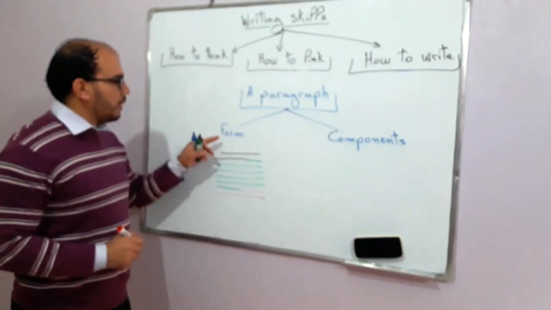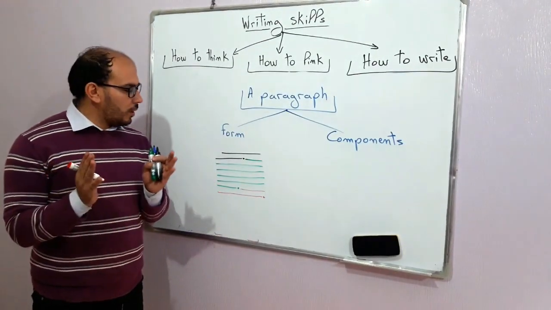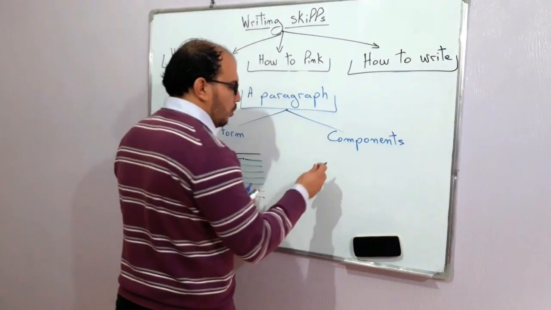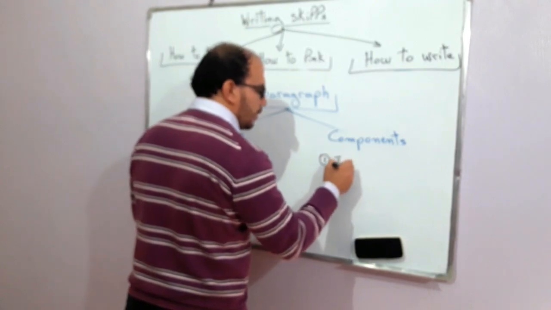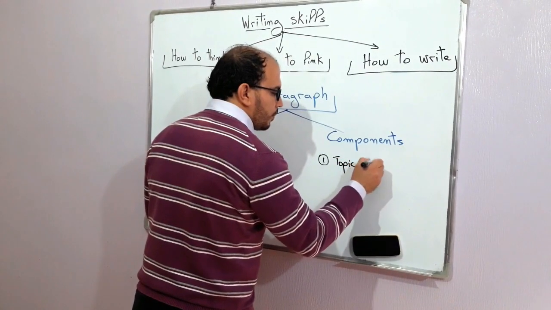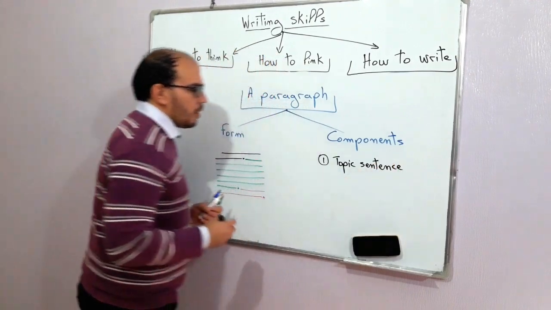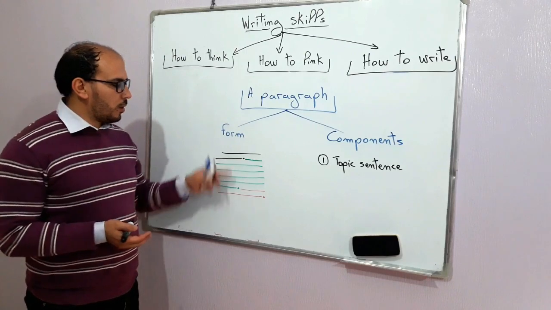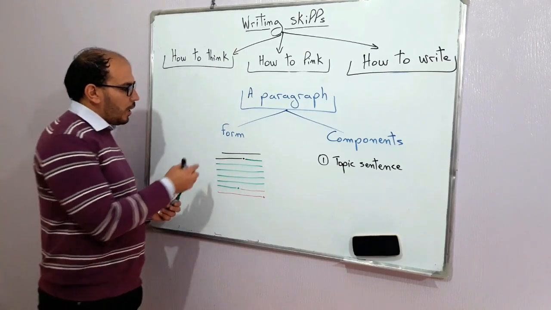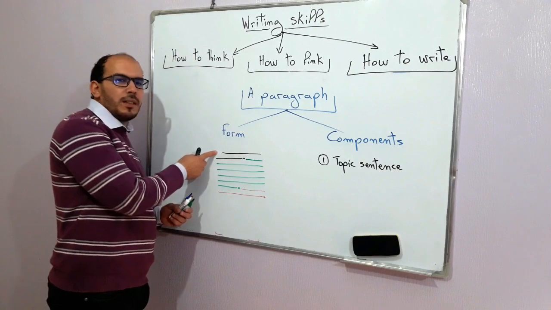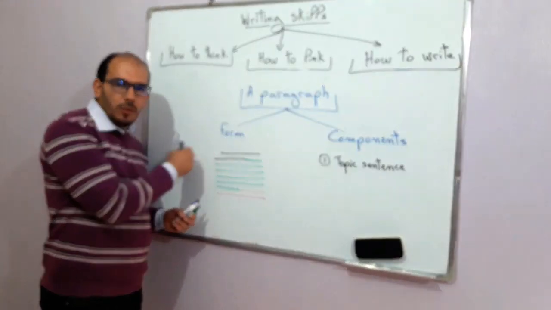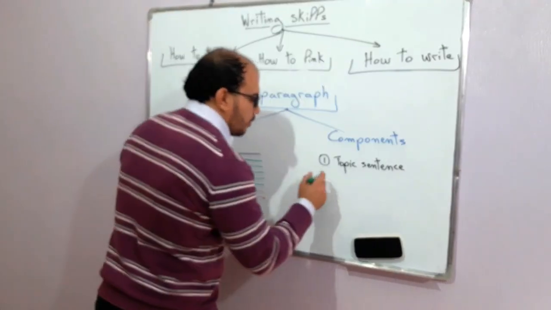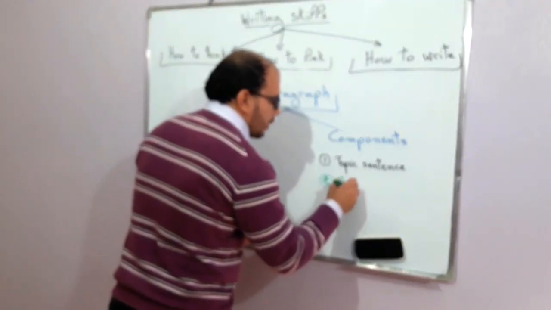Okay? This means that a paragraph is one body. In this body we have specific components. Number one is the topic sentence. The topic sentence is used to introduce the topic that you are going to discuss in this paragraph. And before I start the topic sentence, I must leave a space. It is called indentation.